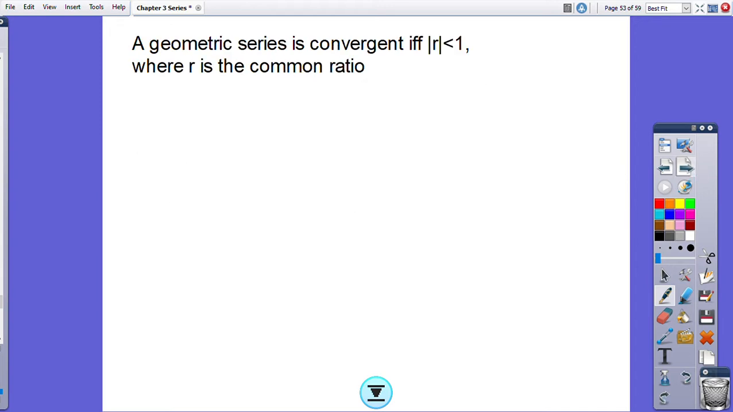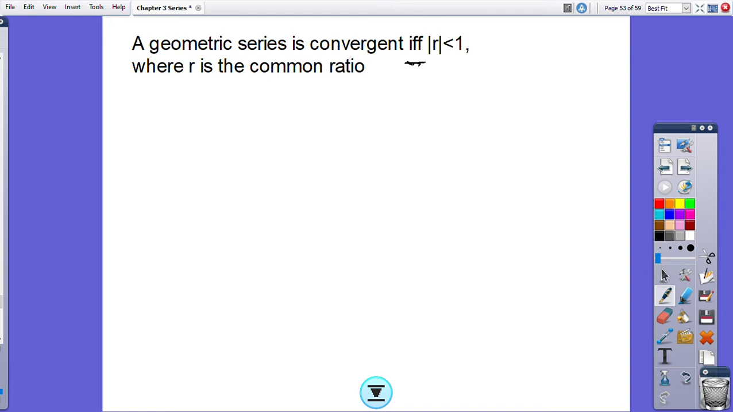Right, so here's a statement for you. A geometric series is convergent if and only if mod r is less than 1, where r is the common ratio. That's not a typo by me. I've written iff, with a double F. That means if and only if, which means something in particular for maths.